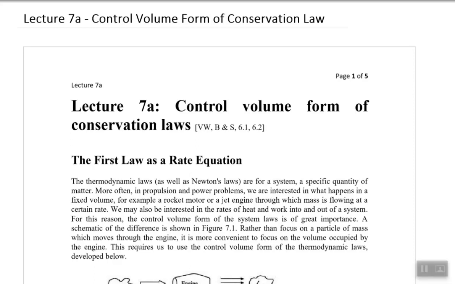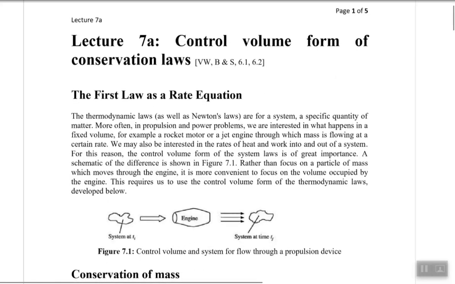Bismillahirrahmanirrahim. Today we'll be doing lecture number 7a, control volume form of the conservation law, or control volume form of the first law of thermodynamics. Last lecture we did the control mass form of the conservation law, in which the mass of the system was fixed. In other terms, there was no mass moving into the system and no mass leaving the system. And that's true for many laws, like Newton's law and the thermodynamic law.